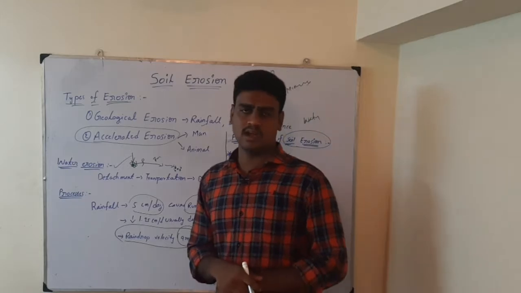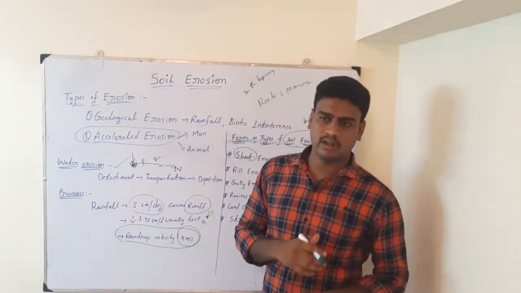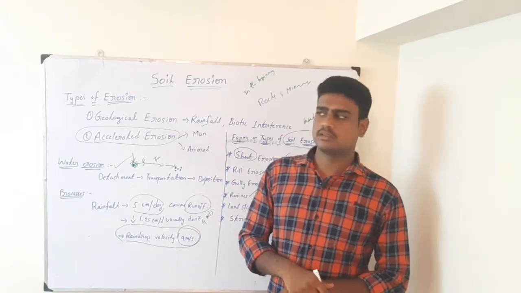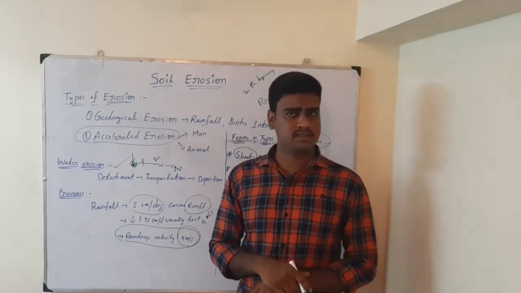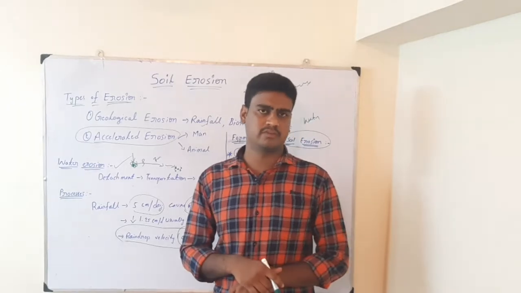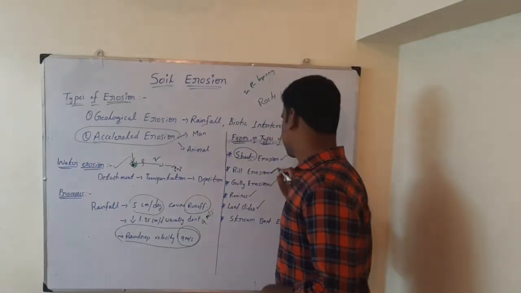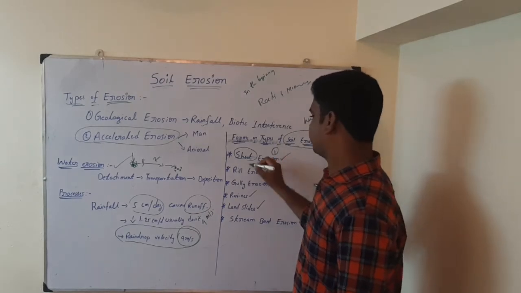A thin layer of the surface of the soil will get eroded due to water. That is called sheet erosion. So it is not much damage to the soil, but the topmost layer of the soil minerals will get eroded. Then the next one is rill erosion. This is the first step after sheet erosion.